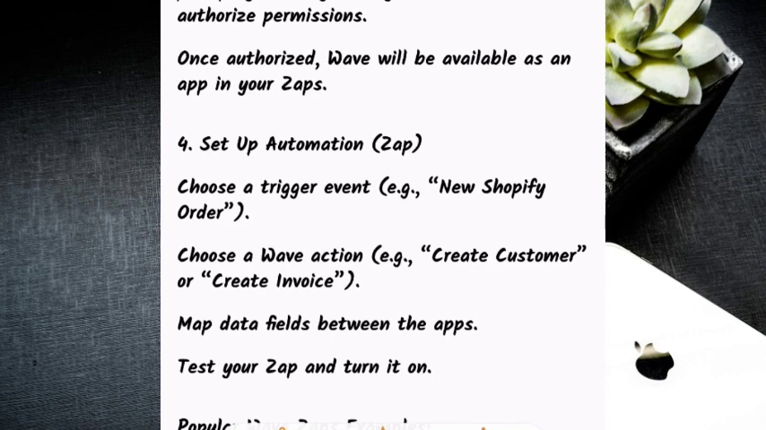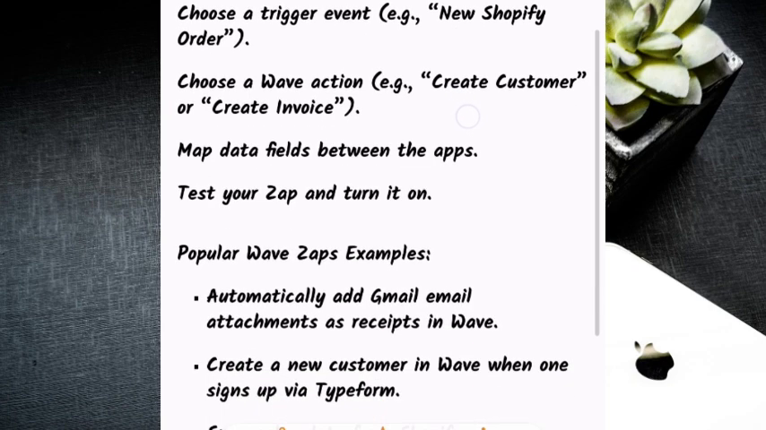4. Set up automation. Now, choose a trigger event, for example, new Shopify order. You're also going to choose a Wave action, for instance, create customer or create invoice. Map data fields between the apps, and once you're done, test your Zap and turn it on.